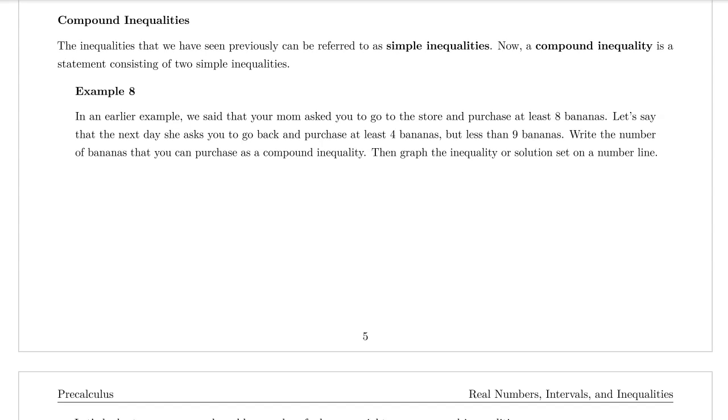Example 8 says, in an earlier example, we said that your mom asked you to go to the store and purchase at least 8 bananas. Let's say that the next day she asks you to go back and purchase at least 4 bananas, but less than 9 bananas. Write the number of bananas that you can purchase as a compound inequality, then graph the inequality or solution set on a number line. So again, I'm going to define the number of bananas that you can get to be the value b.